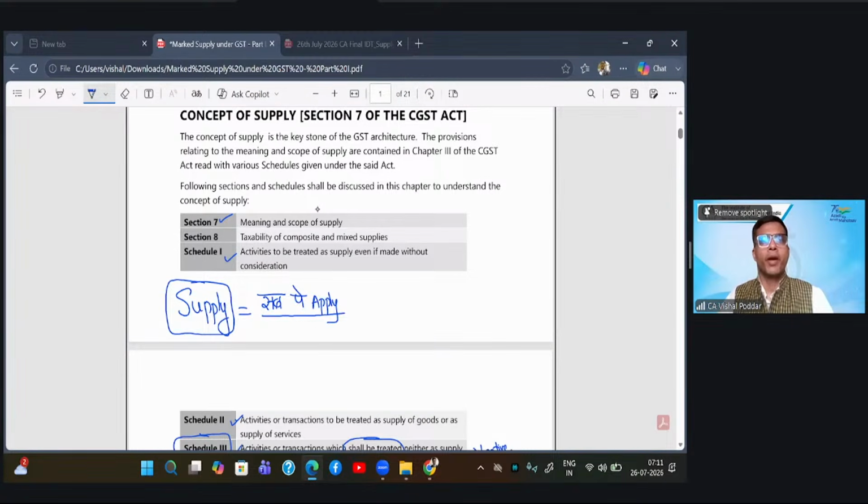Now, if I have to put it in very raw language, what is supply? I've given you these three golden words. Supply is, in Hindi, sab pe apply. It means on all commercial transactions, we want to apply GST. So all commercial transactions will be supply. However, having said this, it is not so straightforward. It is not so easy because there are various carve-outs, exceptions and conditions.